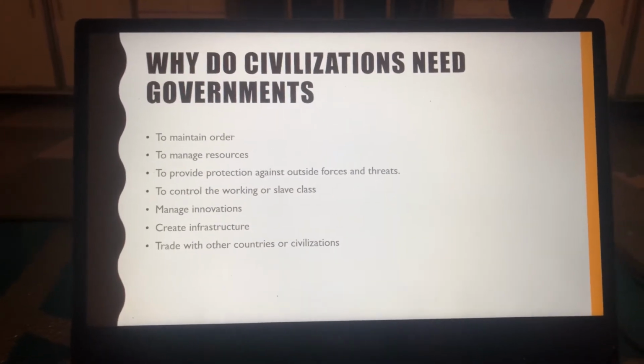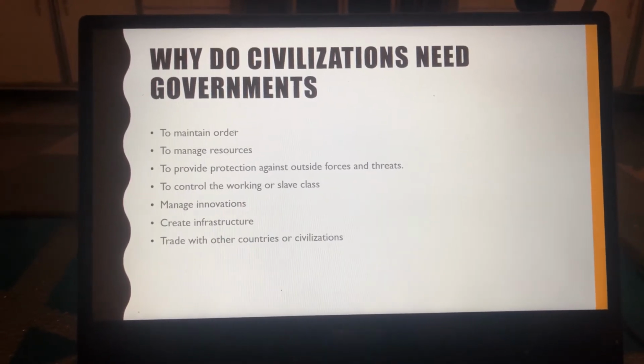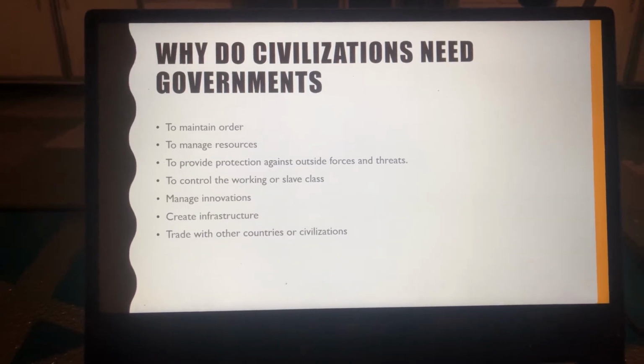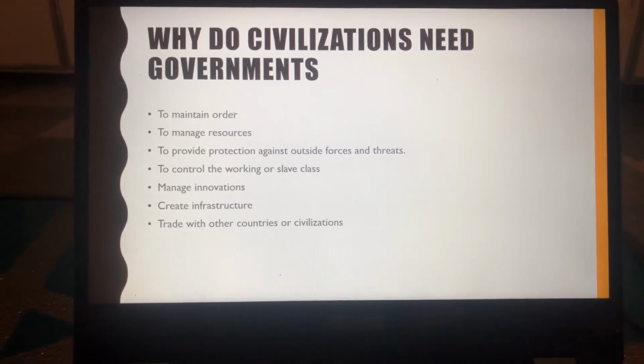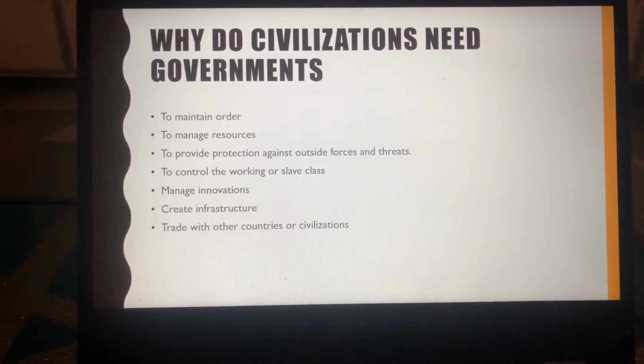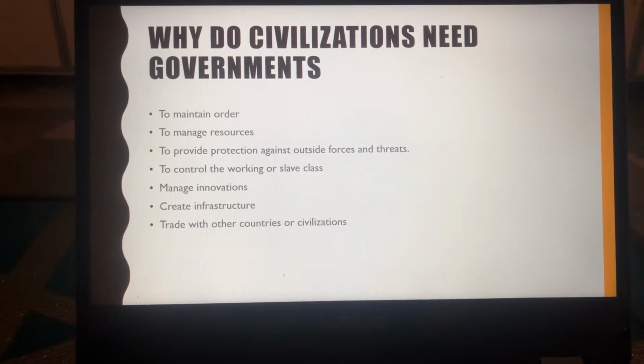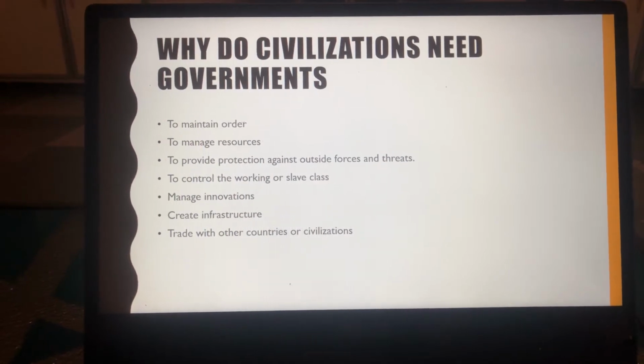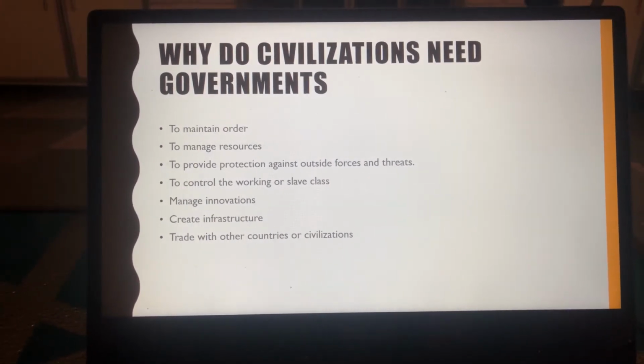Now, within our learning objective, we stated that we were going to discuss why civilizations need governments. Here are a few of the reasons why civilizations need governments. Number one, to maintain order. Number two, to manage resources. Number three, to provide protection against outside forces and threats.